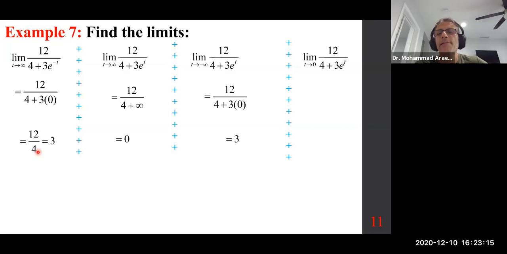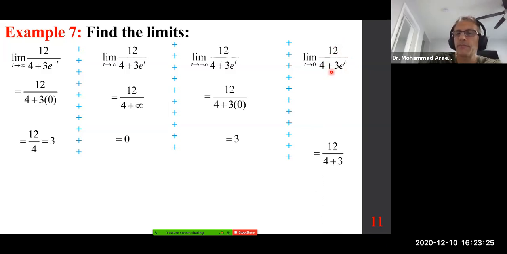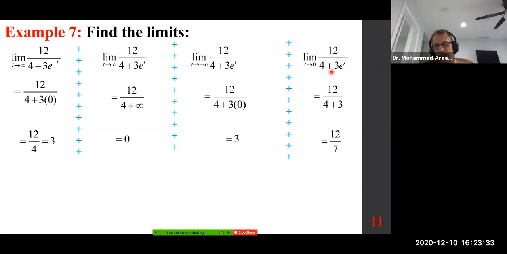Okay. And now just plug in. So 12 over 4 plus 3, e to the power of 0, which is 1. So 12 over 4 plus 3. So plug in and observe, class. Plug in and observe. You see 12 over 7. Okay.